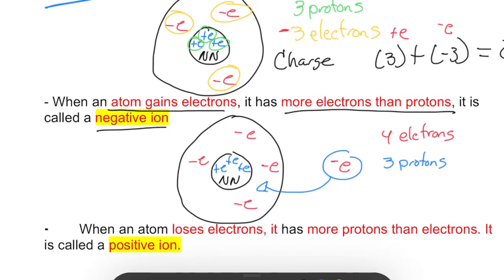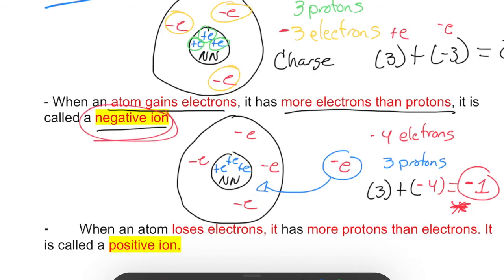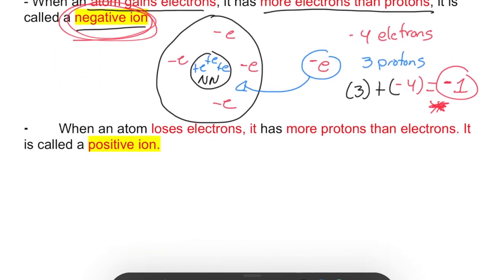And if we find the charge of the object, we have 3 protons and negative 4 electrons. This is going to be equal to negative 1. I mean, the charge of this one is negative, and if the charge is negative, the name is going to be negative ion. Okay?